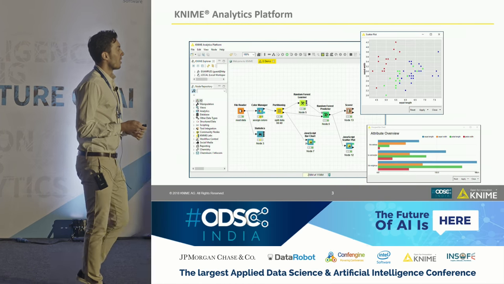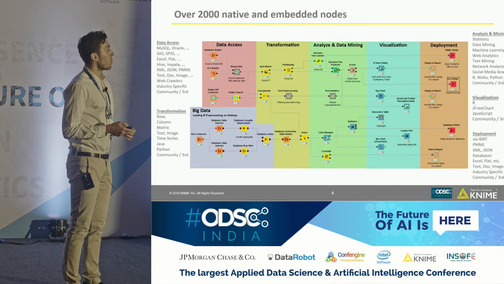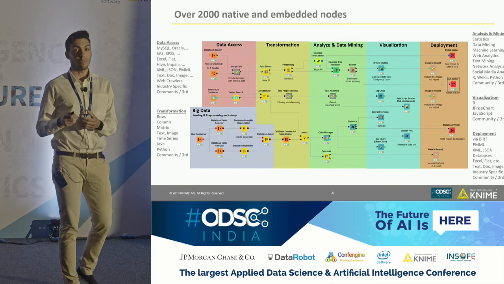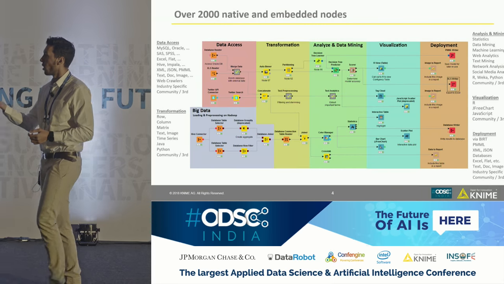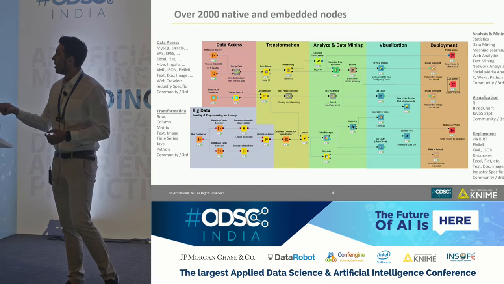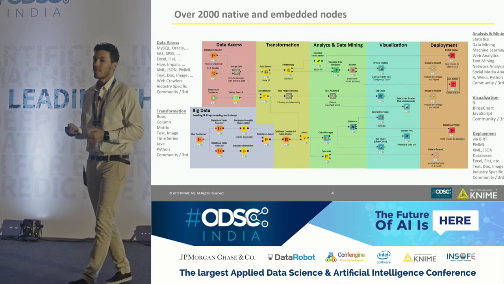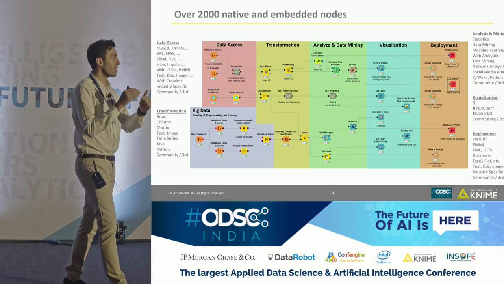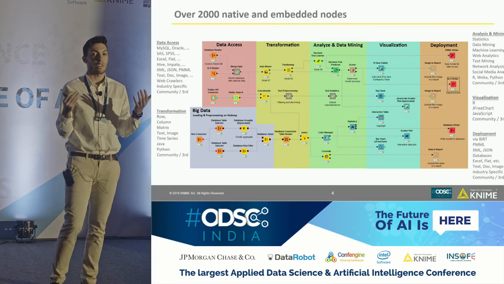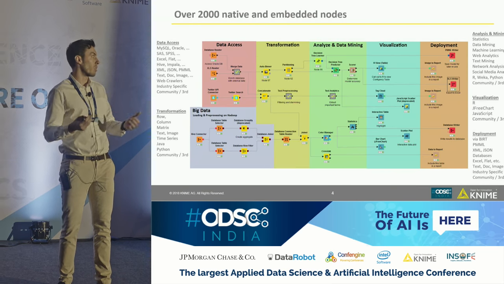So at the moment, there are more than 2,000 native embedded nodes. The nodes are those blocks that you see in this slide. And each node performs a specific task. So when you connect these nodes together, you are actually creating or developing a workflow.